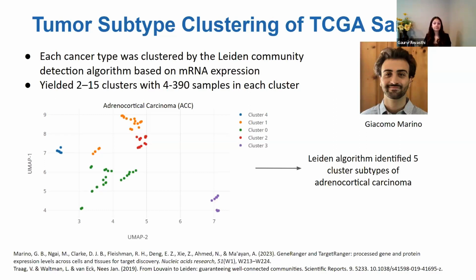For each cancer type, this process yielded about 2 to 15 clusters with 4 to 390 samples within each of the clusters. The graph below shows a UMAP of the 5 clusters for adrenocortical carcinoma, or ACC, that were identified using this process. This part of the analysis was done by Giacomo Marino, a bioinformatics software engineer in the Mayan Lab.